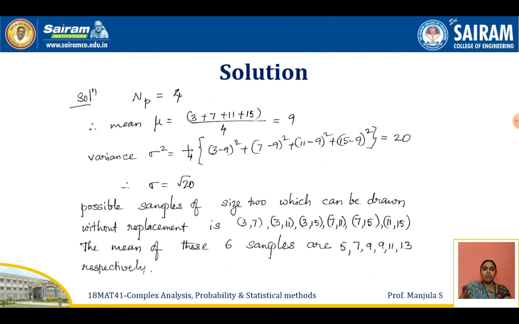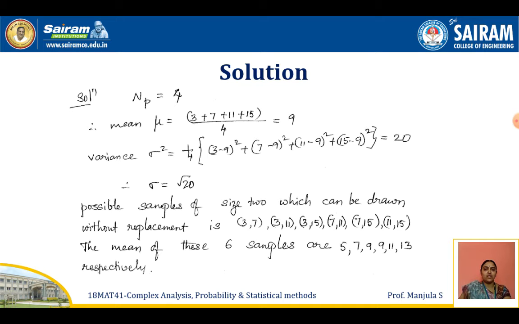Now we'll think about the sample. First we'll find the possible samples. The size of the sample is 2, and the condition is without replacement. It means once we choose one number, we should not replace it, so only the remaining numbers are used to form samples. So we have 3,7; 3,11; 3,15; next 7,11; 7,15; and then 11,15. Except for these, no other pair is possible under the without replacement condition. Now we have to find the mean of these 6 samples.